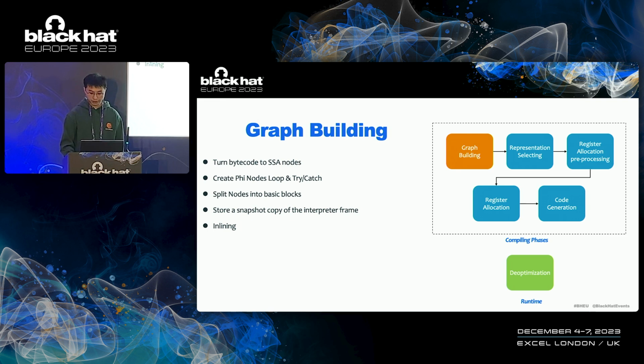During the graph building phase, Maglev converts bytecode into SSA nodes and creates phi nodes for loops and exception handlers. Additionally, it splits basic blocks based on phi nodes and control nodes, and creates contextual snapshots at critical nodes for de-optimization. Furthermore, Maglev also performs inlining operations based on feedback information when encountering complex built-ins.